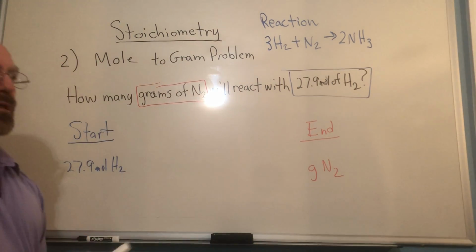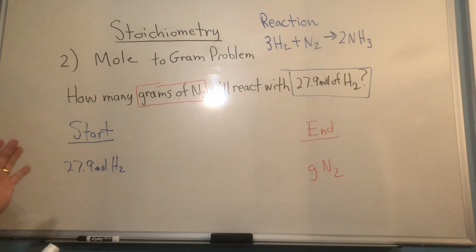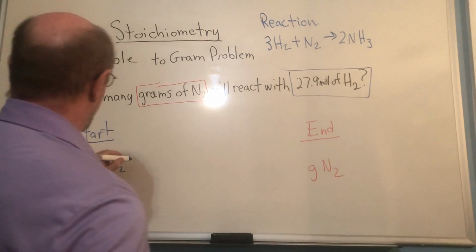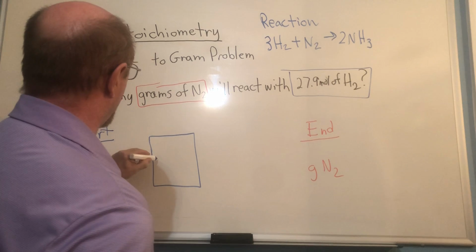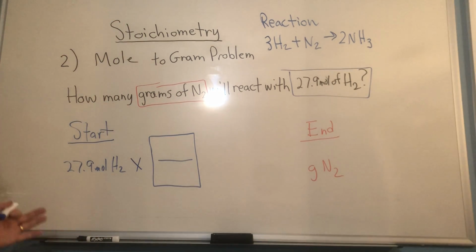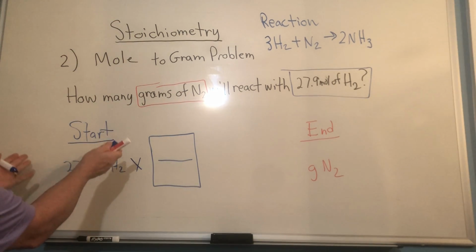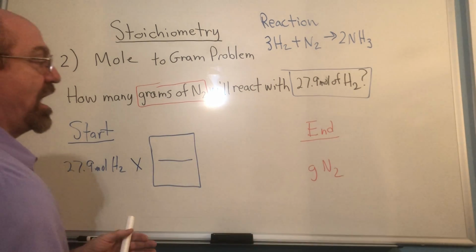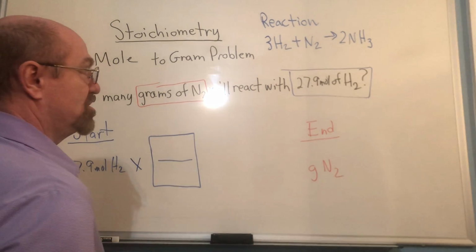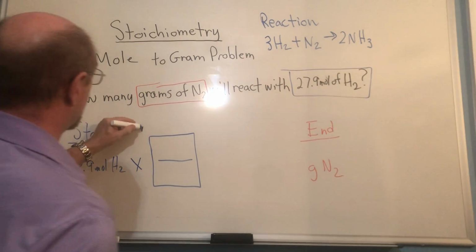Okay. Now this time, unlike the first example, gram to mole, we're starting with moles. So now our first step is going to be a mole ratio step. So we are going to go straight to using the coefficients of the balanced equation to convert from our starting amount of hydrogen moles to figure out how many nitrogen moles we would need to react with it. That's what the mole ratio step will do.